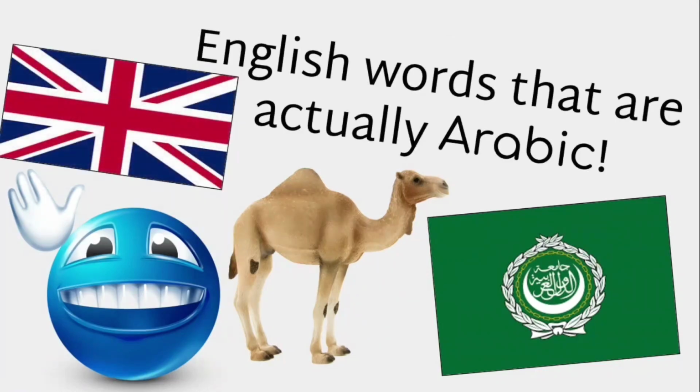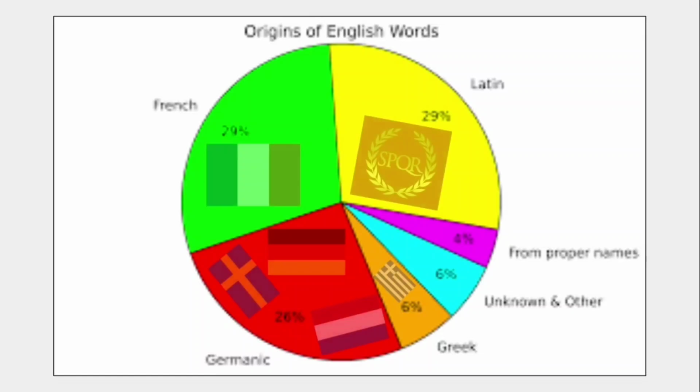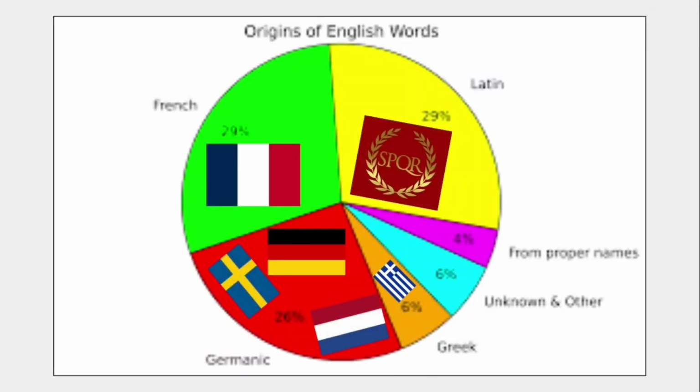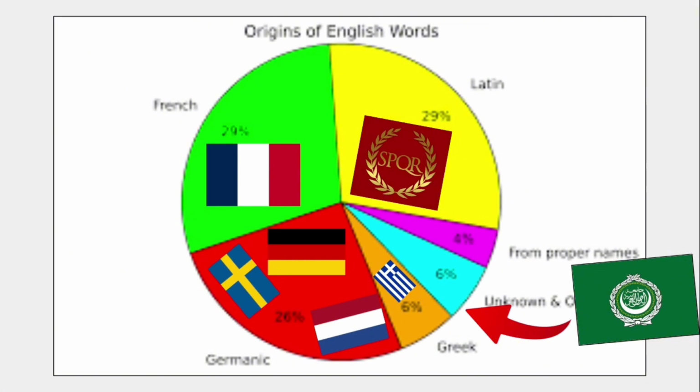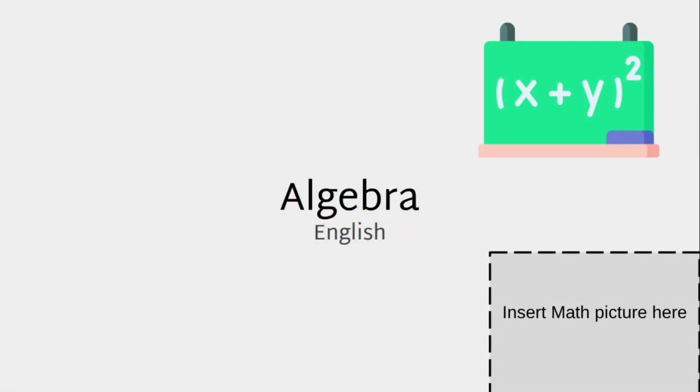English words that are actually Arabic. On this chart here, we can see that Arabic is in that 6% of unknown or other languages. And the first word is algebra, like that math concept about finding the missing number, also known as the variable.